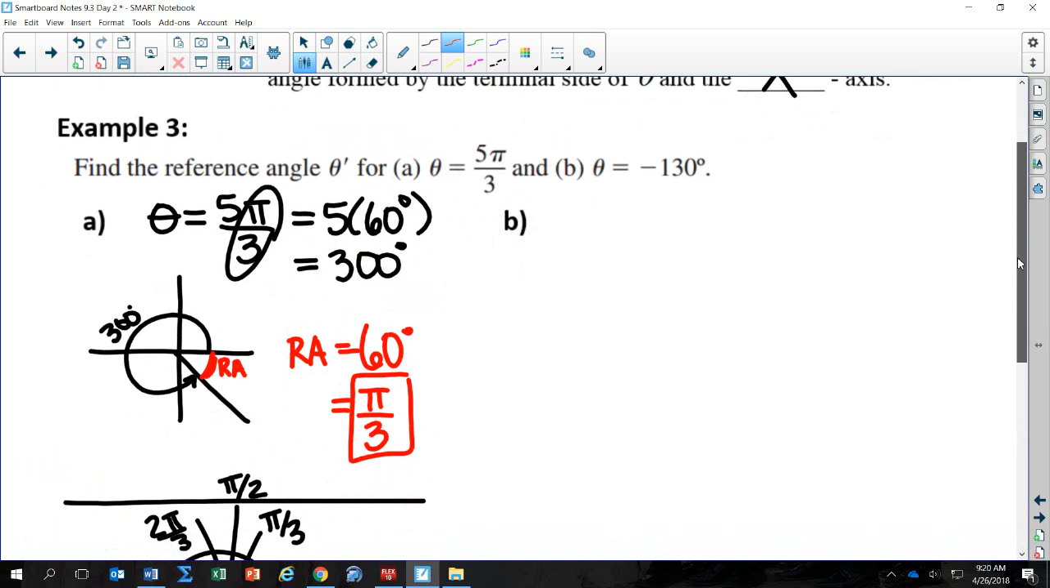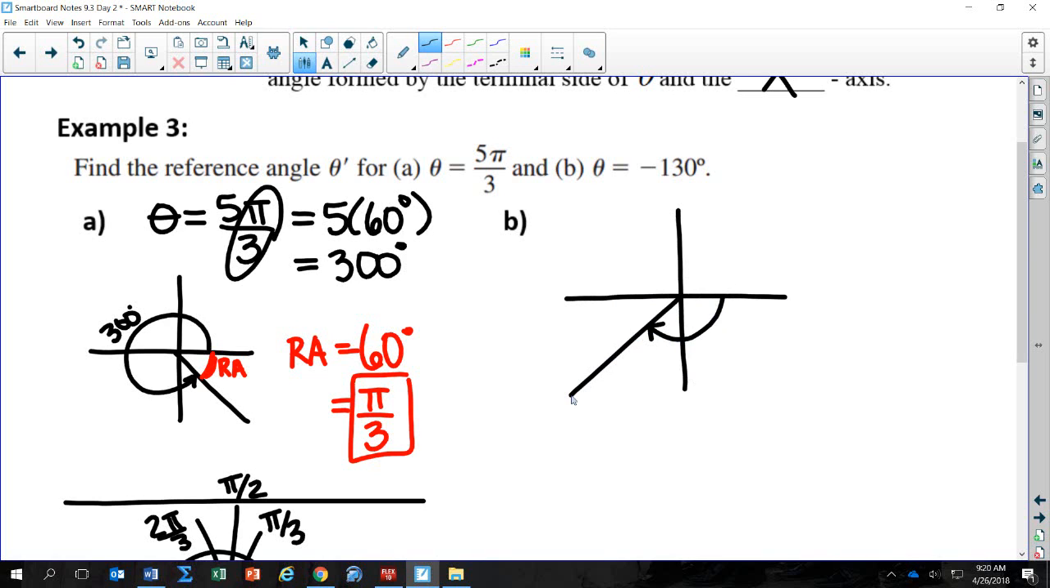All right, the other one is negative 130. This one's already in degrees for us, which is nice. I have to go clockwise though. Right? Start at the initial side and go down. Negative 90, and I'm going to stop short of negative 180.